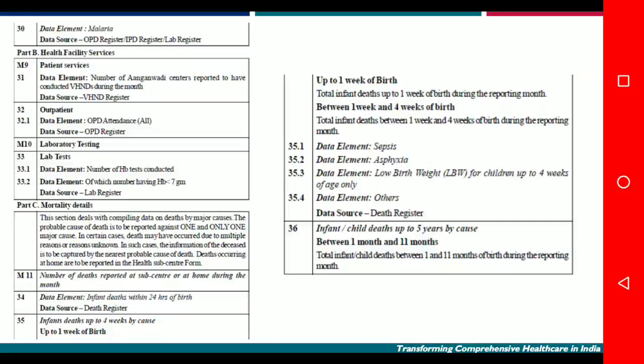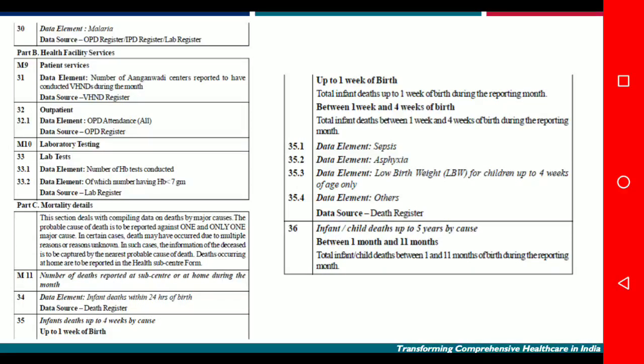The third main part of the data elements is the mortality details. This section deals with compiling data on deaths by major causes. The probable cause of death is to be reported against one and only one major cause. In certain cases, death may have occurred due to multiple reasons or an unknown reason. In such cases, the information on the deceased is to be captured under the nearest probable cause of death. Deaths occurring at home are to be reported in the health subcenter form. So that comes under the mortality details.